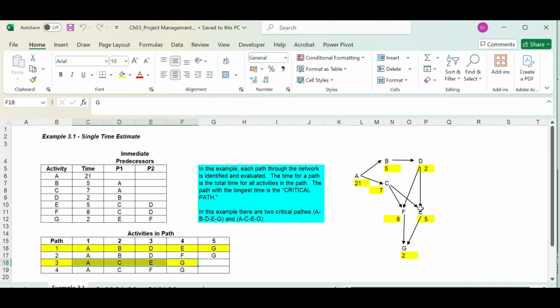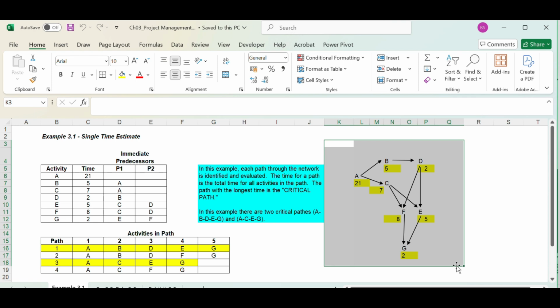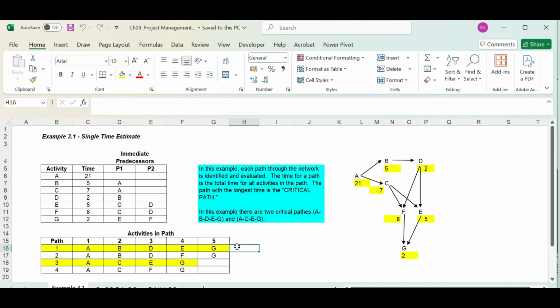Next path is A, C, F, G. Now we also have a path called A, B, D, F, G. So similarly, we can define paths for each network diagram. After defining paths, we should calculate the amount of time that it takes for the activity to complete through each path. Now, there are four paths, right?